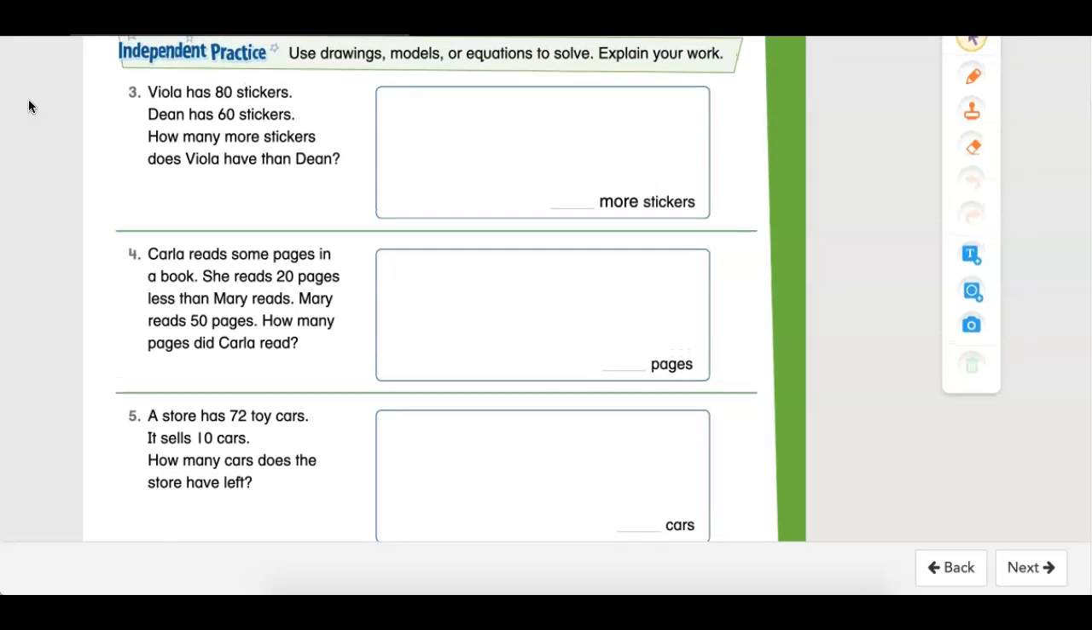It says Viola has 80 stickers. Dean has 60 stickers. How many more stickers does Viola have than Dean? Choose whether you would like to use drawings, models, or an equation to solve. Viola has 80. Dean has 60. How many more stickers does Viola have than Dean? Solve for the problem in the space provided here, then write your answer in the blank for number 3.